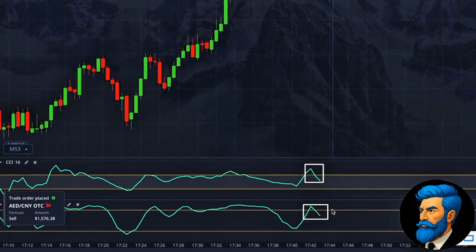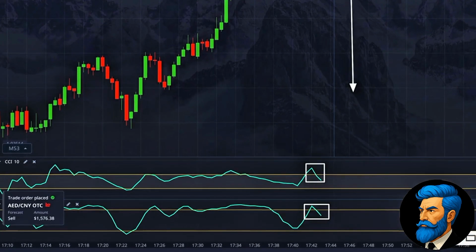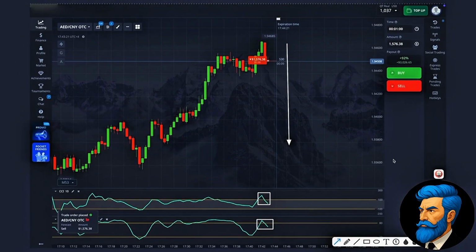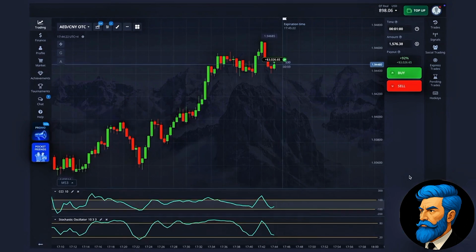Stochastic does the same thing. It climbed into the very top zone, rose to the maximum, and executed a downward reversal, and a sharp one at that. This means the short-term rise has ended, and we're waiting for the trade to close, and I get $3,026 to the balance.